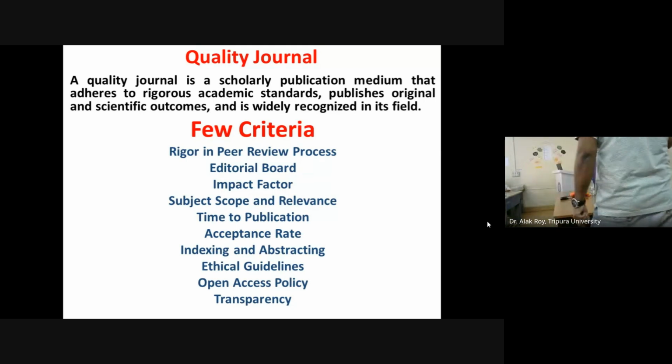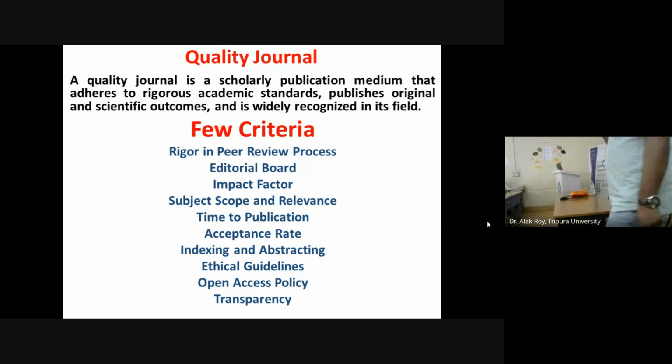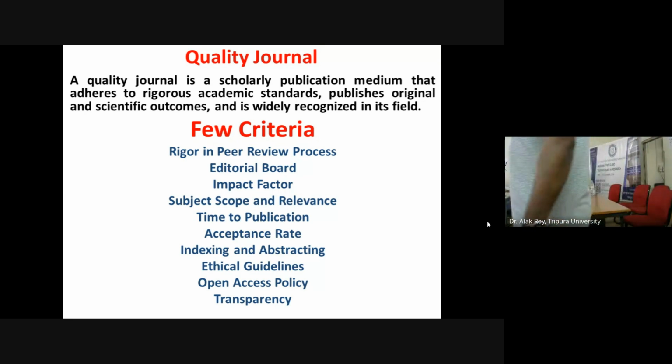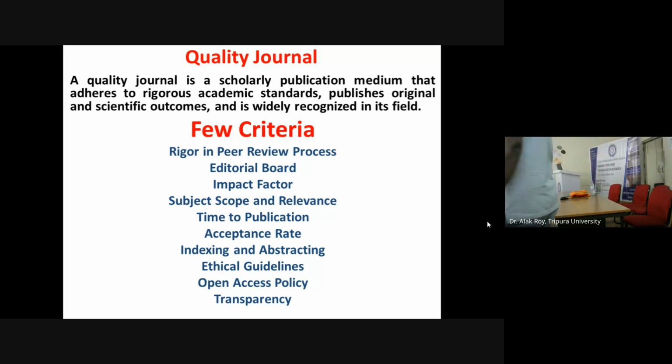That's why I have given just a simple definition for this. A quality journal is a scholarly publication medium that adheres to the rigorous academic standards of your field, and publishes original and scientific outcomes. Remember this word, scientific. Now, when I am using the term science, it is going to be differentiated from perspectives and other points in multiple ways. Politicians can say lots of things. That is politicians' opinion. That is not science.